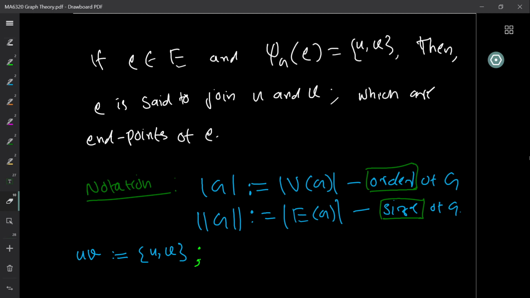Now, another simplification that we use is that instead of writing the set {u, v}, we often write just uv, whenever it is clear from the context. We will just write uv to say we are actually meaning {u, v}, and especially when we want to denote the edges, we will use this.